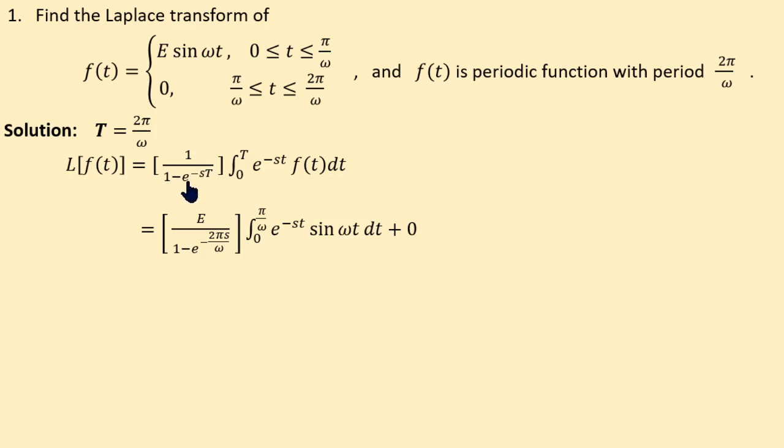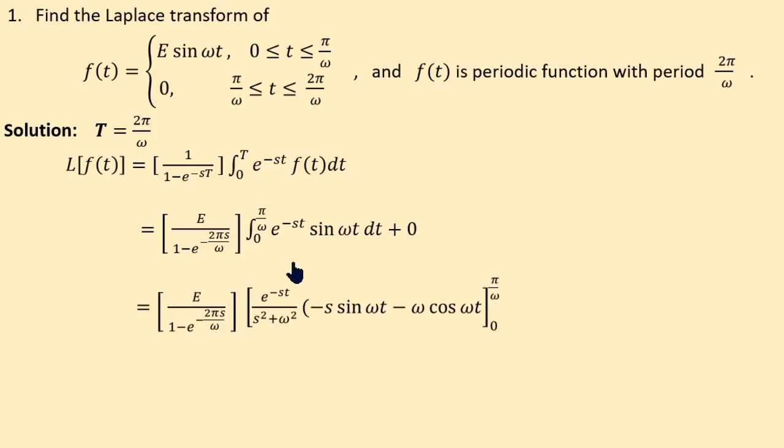1 by 1 minus e power minus 2 pi s by omega, since capital T is 2 pi by omega, so that is in the denominator, and the integral 0 to 2 pi by omega is split into two parts. One is 0 to pi by omega of e power minus st, f(t) is e sin omega t, e is taken outside, sin omega t dt, plus pi by omega to 2 pi by omega, where f(t) is 0, so that integral is 0.